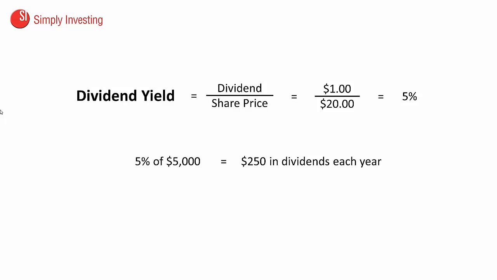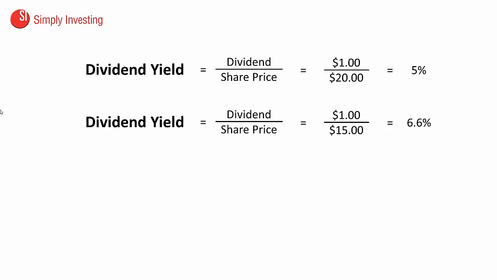Now, regardless of the stock price, throughout the year, the stock price can go up or down, but as long as the company continues to pay $1 dividend and you bought the shares at $20, your dividend yield is going to be 5%. In other words, a $5,000 investment would mean you'd buy 250 shares at $20 a piece. Each of those shares gives you a dividend of $1, which again is $250 in dividends each year. Now, what would happen if the share price, say, dropped to $15? You'll notice that the dividend yield has now gone up to 6.6%.